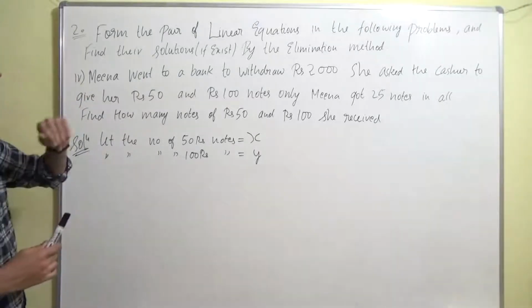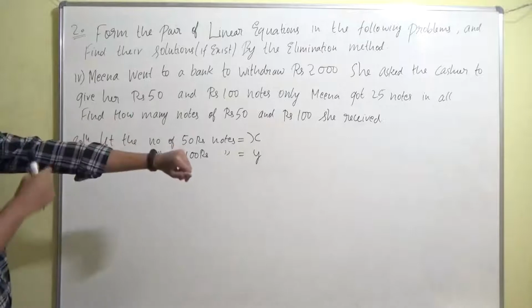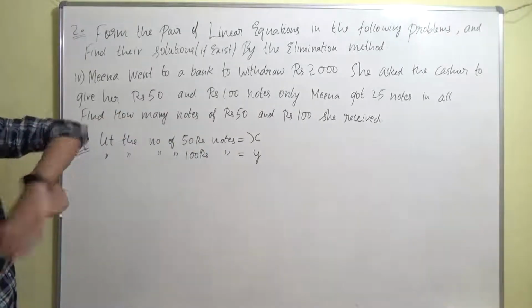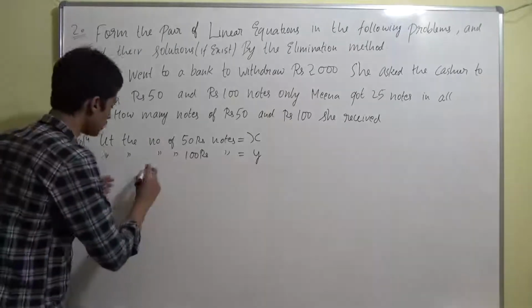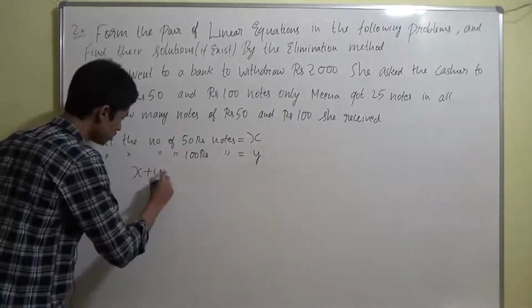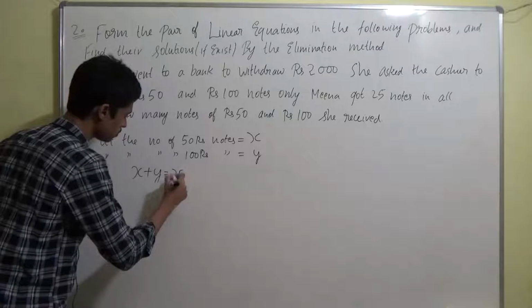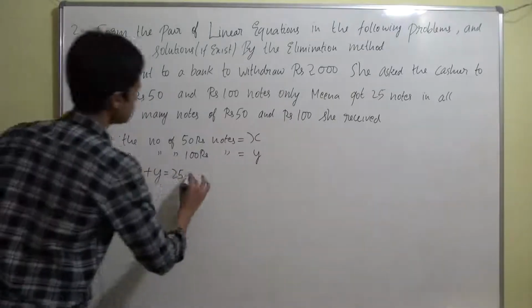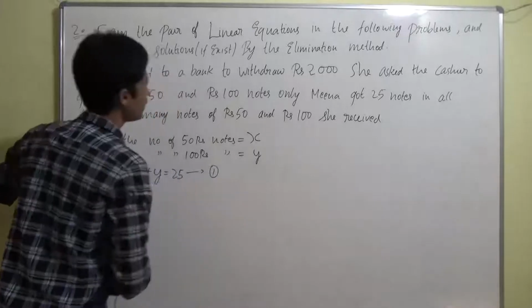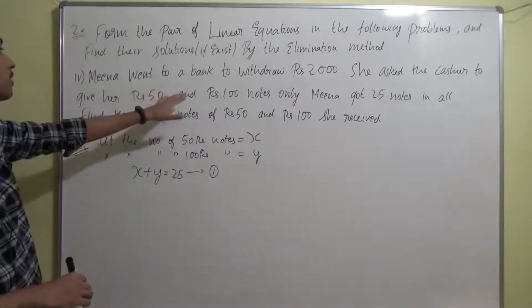Let's write this condition first, guys. It's easy to write. Meena got 25 notes in all, which means x plus y equal to 25. They're saying 25 notes in all she got. So x plus y equal to 25. This is one condition. This we can consider as equation 1. And the second condition we are going to get from here.